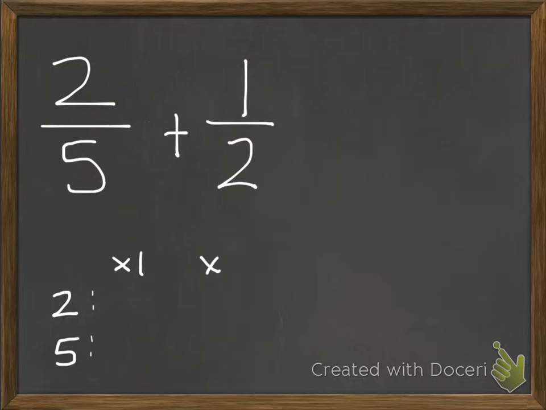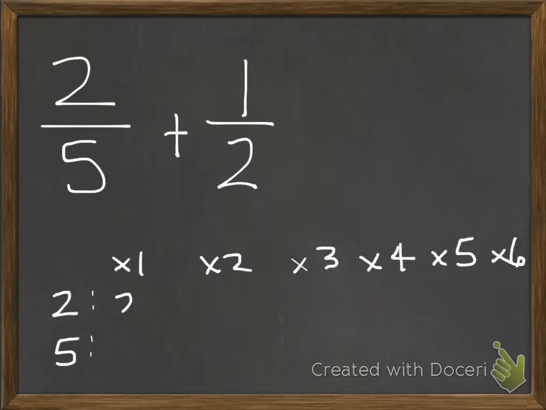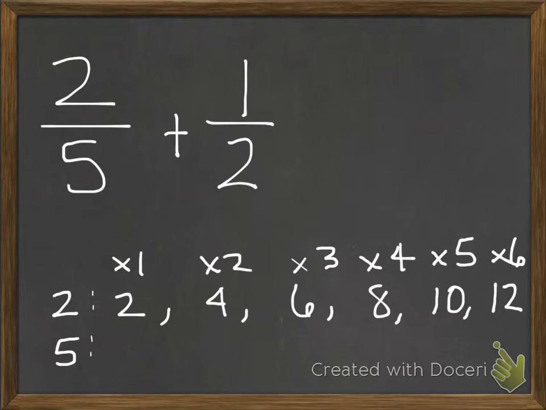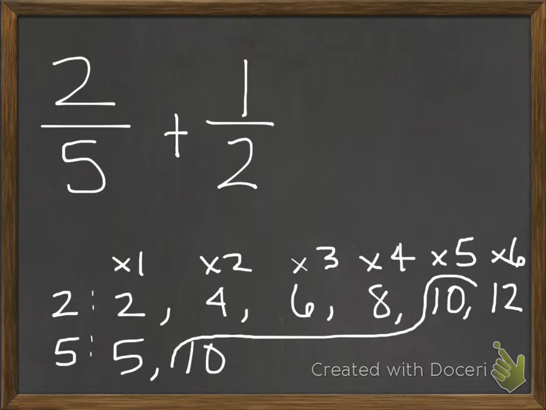So as we know, times 1, times 2, times 3, times 4, times 5, times 6. We could keep going, but I don't think we'll need to. So let's fill it out. 2 times 1 is 2. 2 times 2 is 4. 2 times 3, 6. 2 times 4, 8. 2 times 5, 10. Oh, something just caught my eye. Let's go ahead and finish it out. 2 times 6 is 12. 5 times 1 is 5. 5 times 2 is 10. Wait. I just saw 10 up above. So what I'm looking for is the first multiple that they share. That multiple is 10.